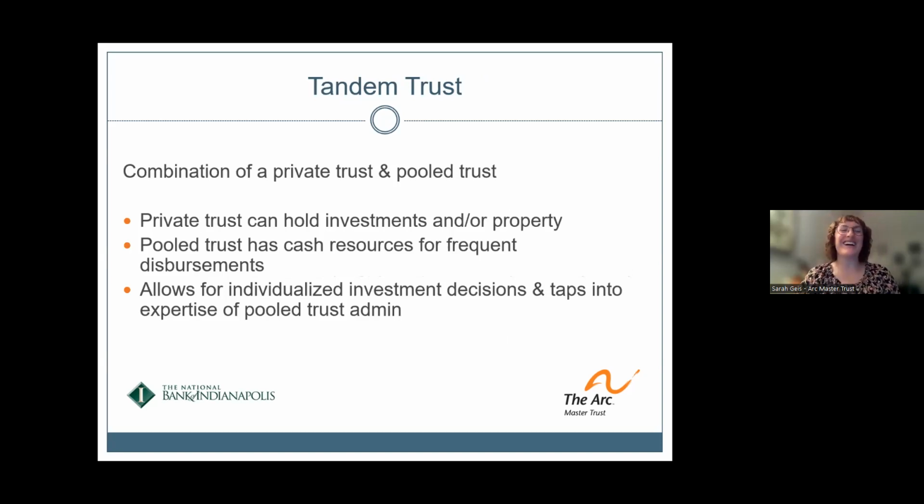One additional option to consider, and this is something that attorneys nowadays are familiar with and do recommend to families from time to time, is establishing a tandem trust. This is the combination of having both a private special needs trust and a pooled special needs trust for a beneficiary. And we're talking about a private trust and a pooled trust of the same type. So a private third-party trust and a pooled third-party trust.